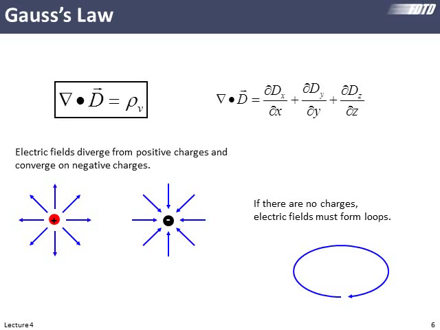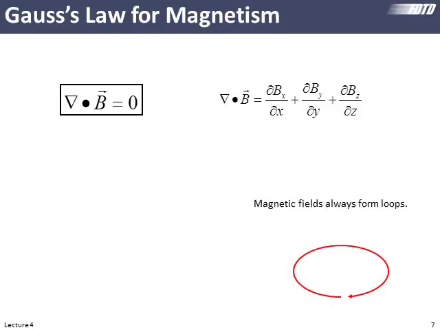And what's the consequence of that? That means the D field can't diverge. That means the D field has to form loops. We have a similar equation for Gauss's law for the magnetic field. And here we have the divergence of B equals zero. There are no magnetic charges. And so if the B field cannot diverge, again, the only thing it can do is form loops. So the B field also forms loops.